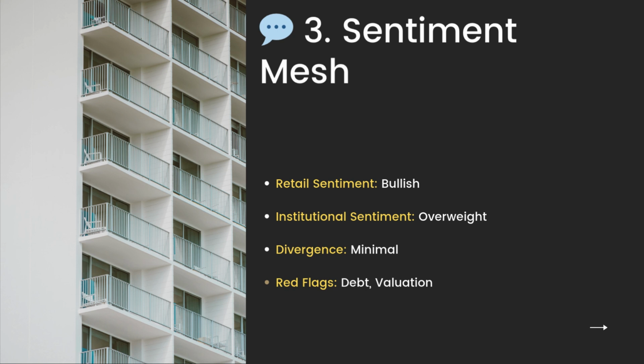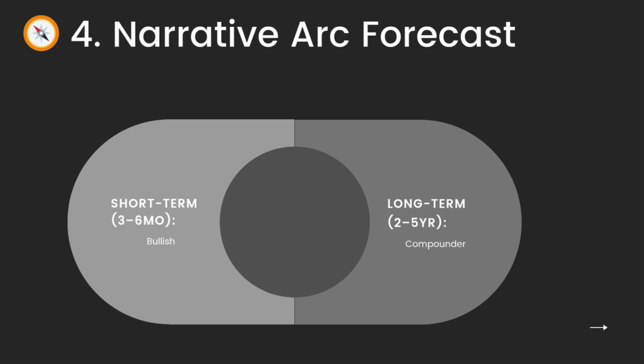Only red flags that I'm seeing is probably just the debt and the valuation. So the debt, kind of like I was talking about, was a big thing just because they were paying out so much money to their drivers, but now they are kind of eliminating that. So something to monitor. All right, now let's talk about the narrative arc forecast, which is our fourth pillar.